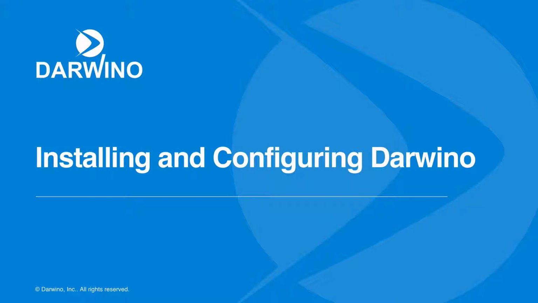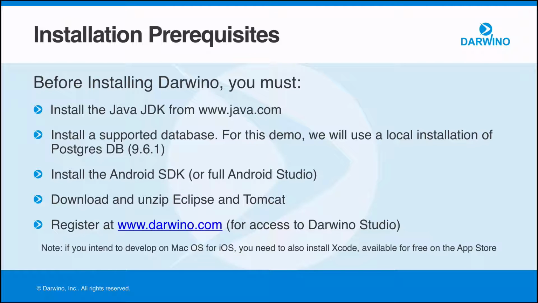In this video, we will demonstrate how to install Darwino Studio on a new machine from scratch. The process is straightforward, but it does require you to have installed a few things before you get started. Here's the list. So before installing Darwino, we have to install the following software.